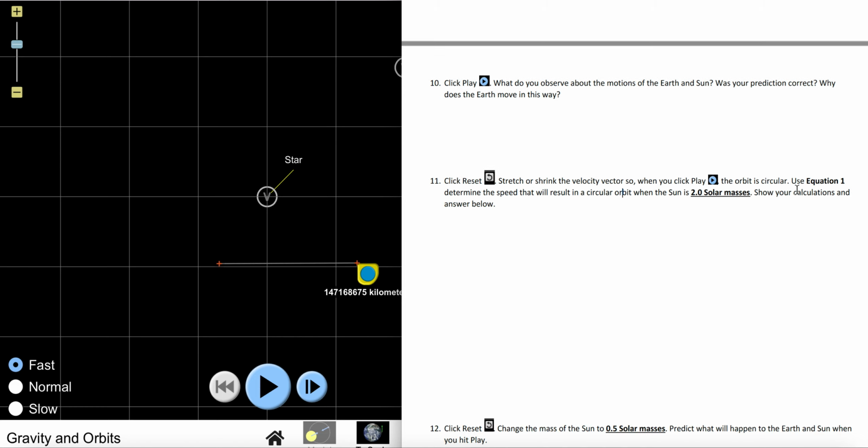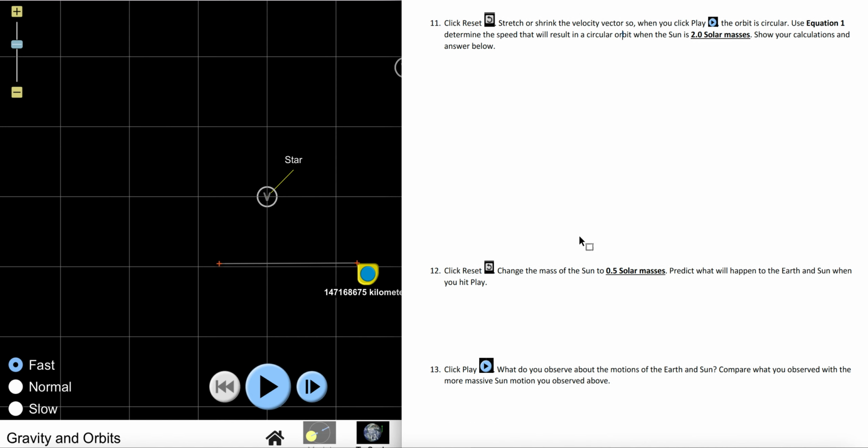Then we're going to use that equation again, equation 1. So we're just using the same equation now, for the third time, to make a numerical prediction about what the velocity should be with this more massive source of gravity at the center of the orbit. So how do you think that's going to affect the numbers?